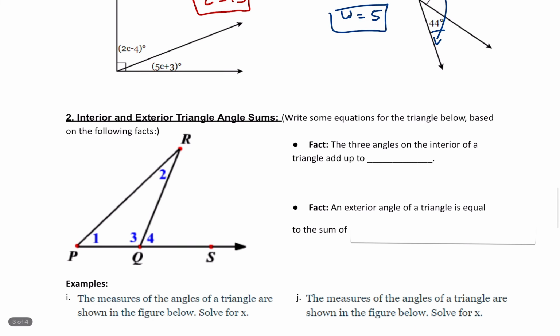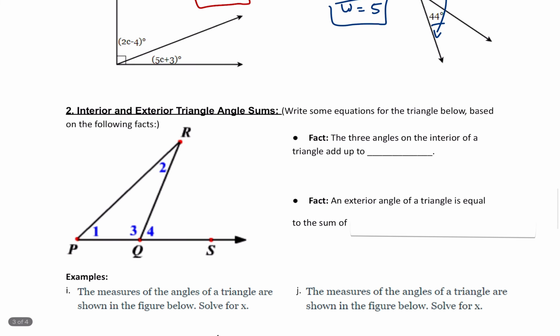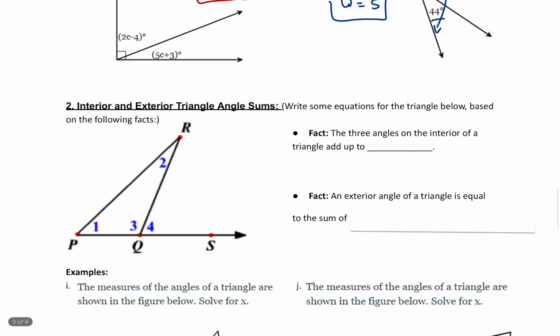Now let's talk about interior and exterior triangle angle sums. A fact: the three angles inside of a triangle add up to 180 degrees. So that means angle 1 plus angle 2 plus angle 3 in this example on the left, all of those added together is going to give me 180 degrees.